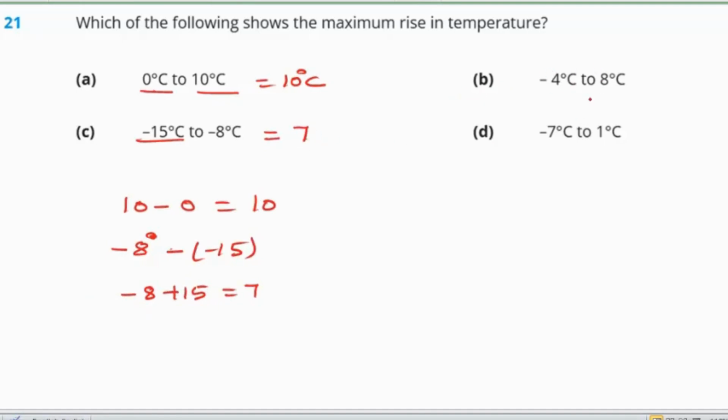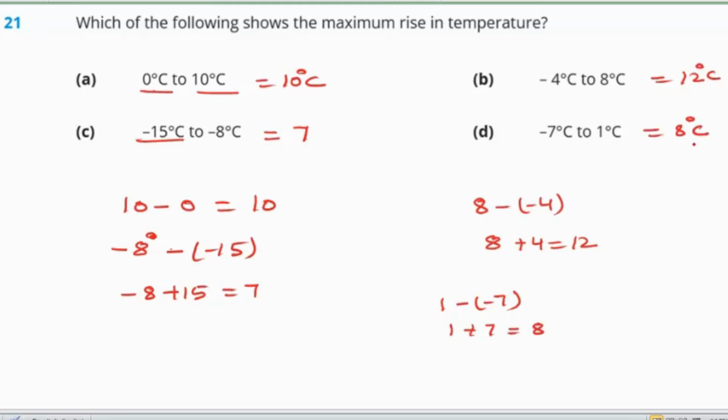Let's move towards option B. From -4, it moves towards 8. So what is the difference between them? 8 minus (-4), so 8 plus 4, we will get 12. So there is a difference of 12 degrees Celsius. And if we are talking about option D, from 7 it becomes 1. So 1 degree Celsius minus 7, we will get 1 plus 7, 8. So here we are getting our answer as 8 degrees Celsius. And the question is asking about the maximum rise in temperature. That is option number B.